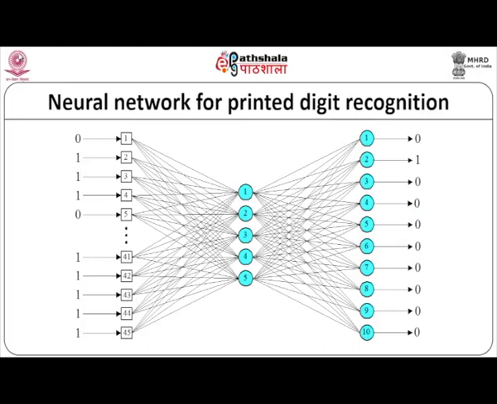So, here if you see the output, you will have 1 to 10. And if it is 2 that is recognized, then you will get 1 as the output for only 2.